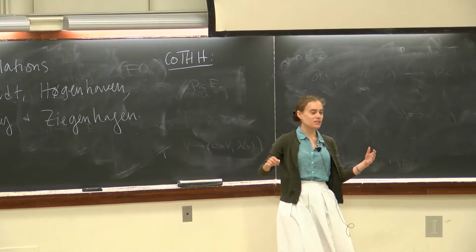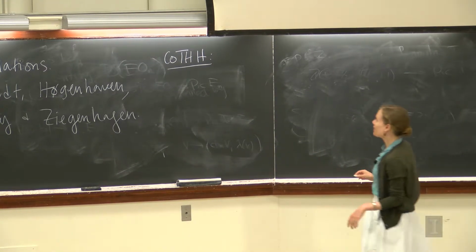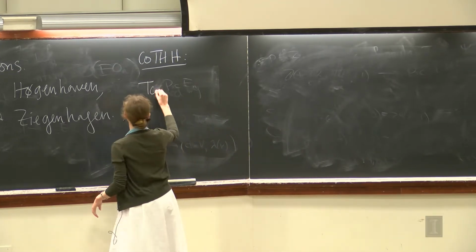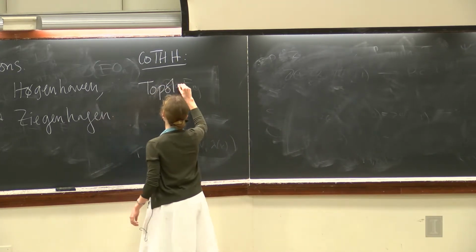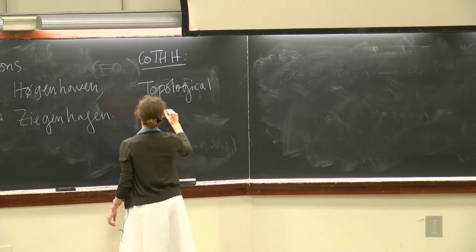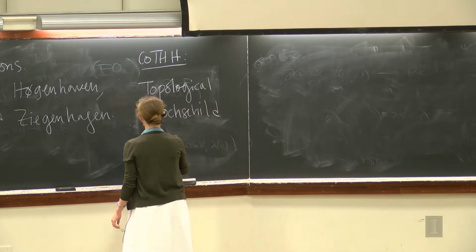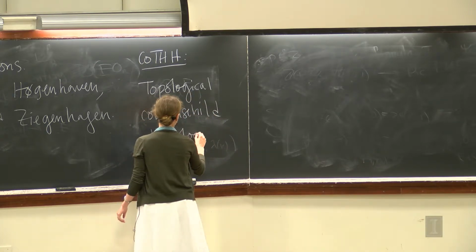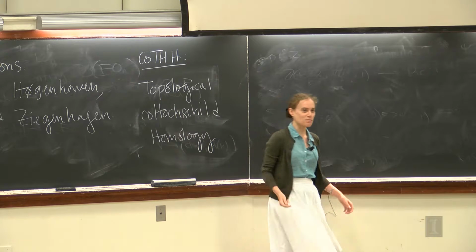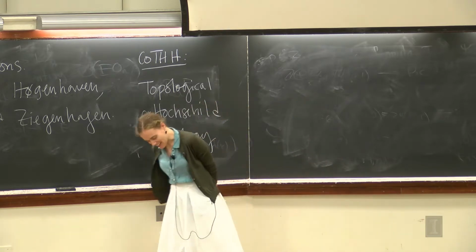Right off the bat, I should tell you that CoTHH stands for topological co-Hochschild homology. Obviously. And for reasons of aesthetic beauty, I believe that we put the co in front of the THH. So what can I tell you about CoTHH?